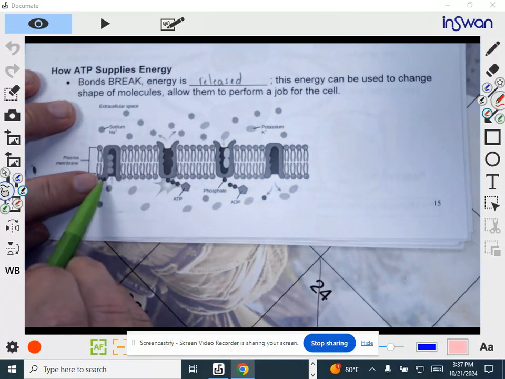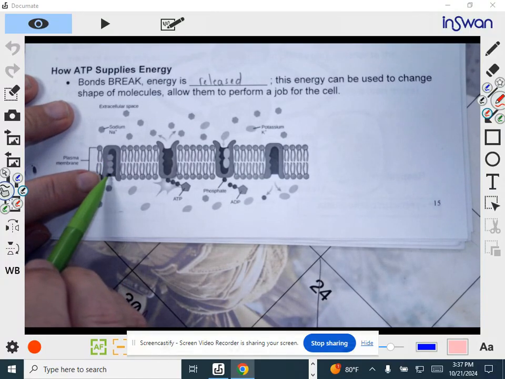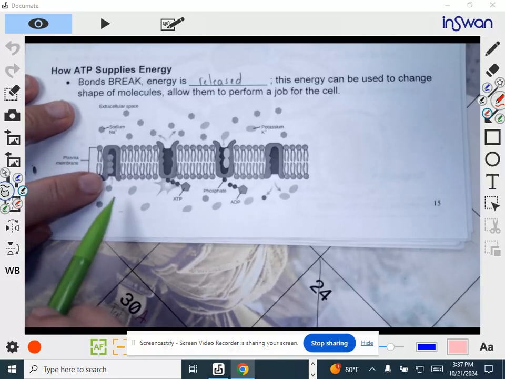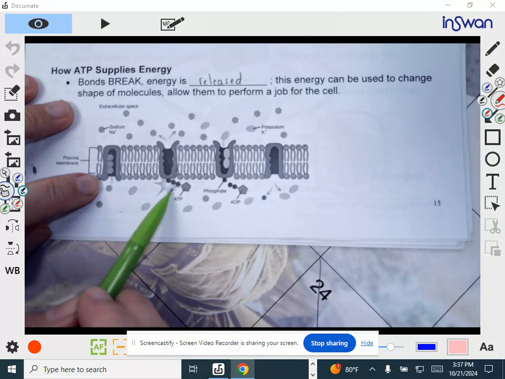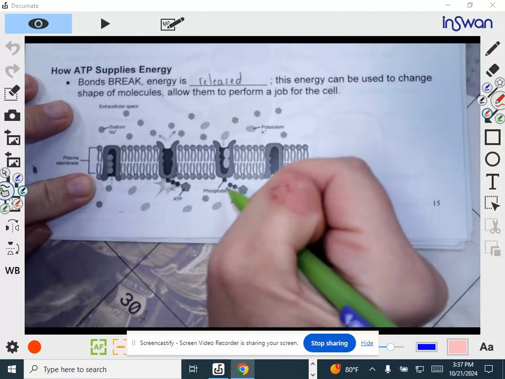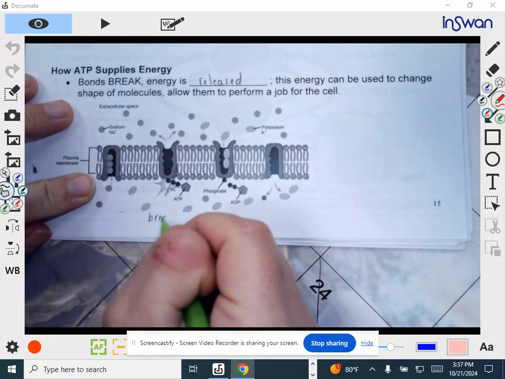So here we have a transport protein in the membrane, and we need this molecule to change shape so that these molecules can go across the membrane through that transport protein. Well, you need energy. You need energy to do this job. So ATP can hook onto that transport protein. Notice that we break, so let's indicate that third bond.